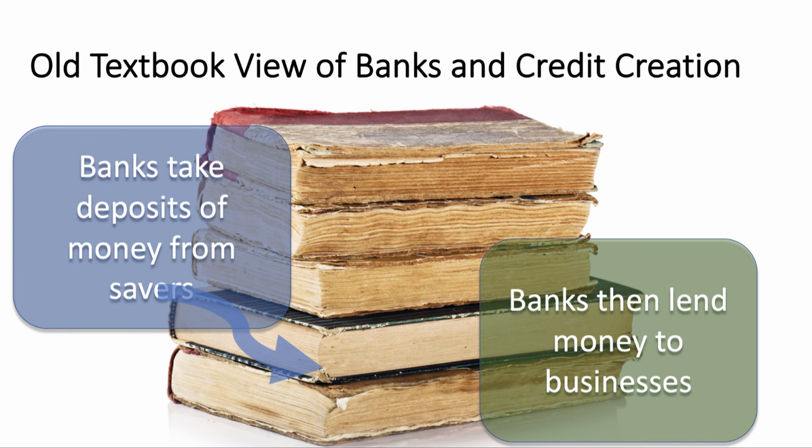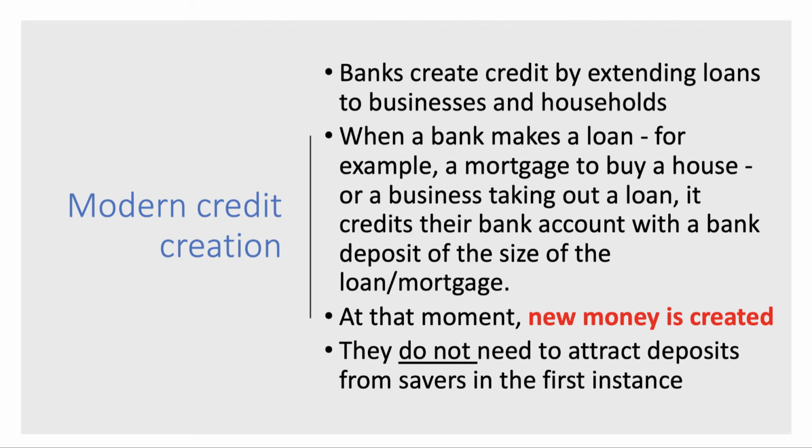Now, in the old textbook view, there was a simple model that banks, first of all, had to take deposits from savers, and only then could they lend out to businesses. Well, this old-fashioned view is out of date. Banks don't necessarily have to take deposits first of all before they can lend out. How do banks create credit? How do they make loans?